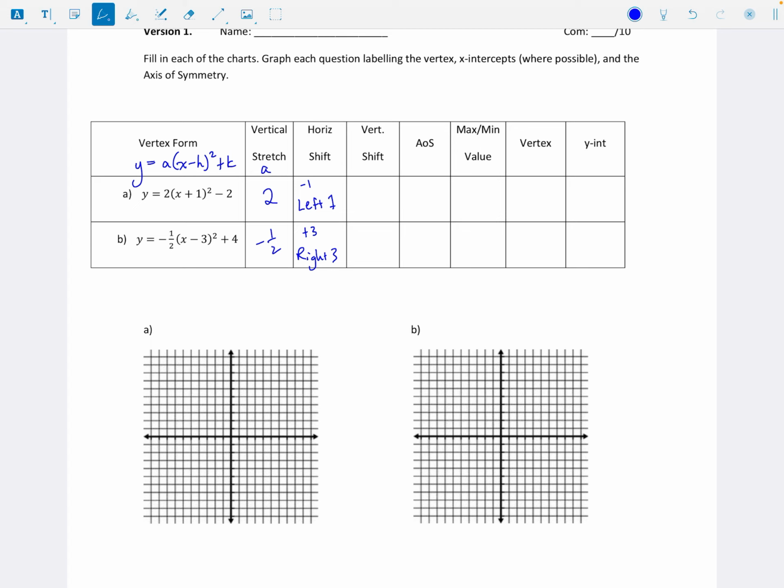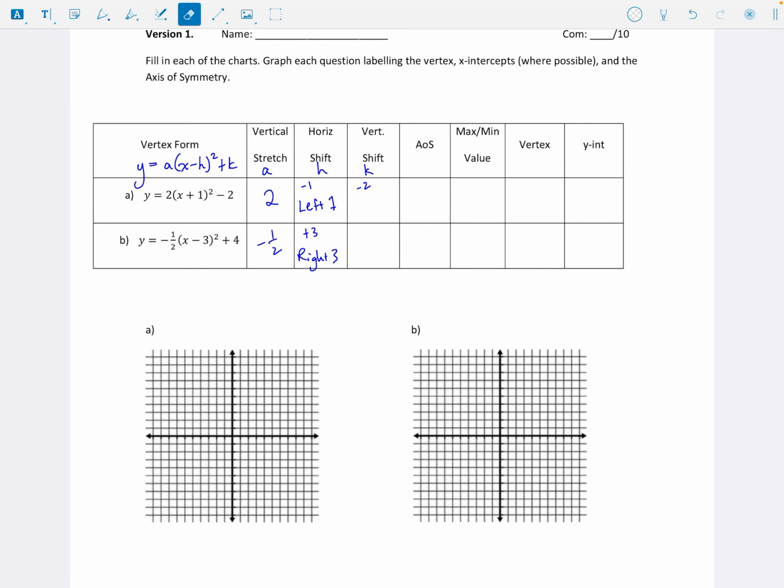The vertical shift is this number at the end, the k value. Sorry, this was the h value for the horizontal shift. The vertical shift is the k value. And so the k value here is -2, and we get to just copy that straight up. And that means right here we have a shift of 2 down. So we'll write down 2. Here we have a +4 value, so we'll write that down, and that means up 4.